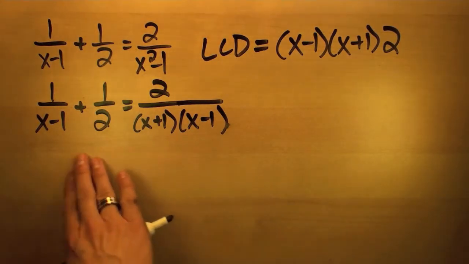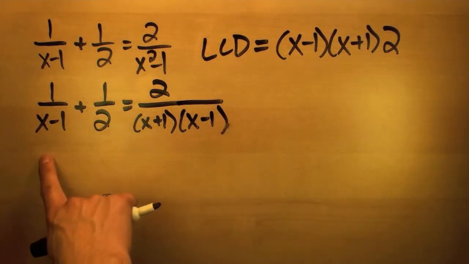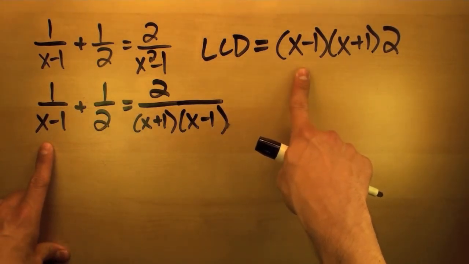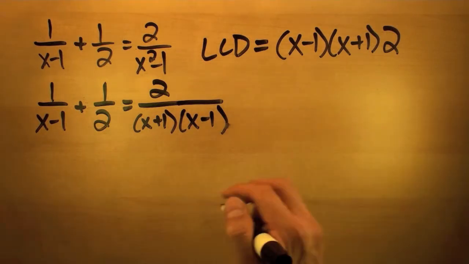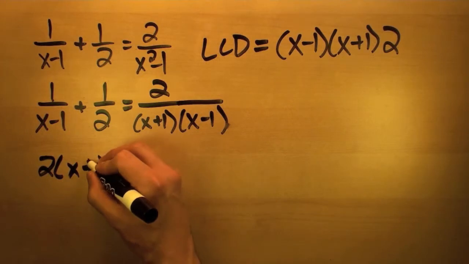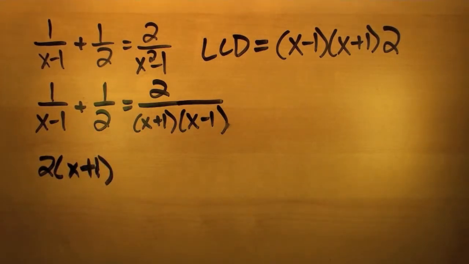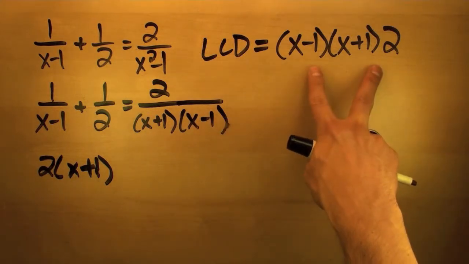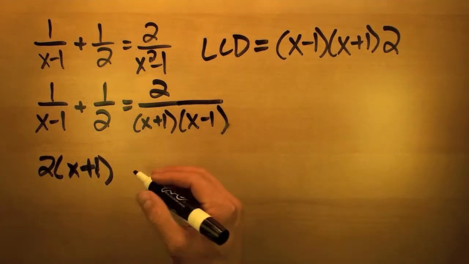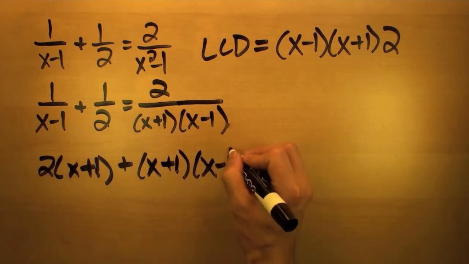So when we multiply this entire equation by this least common denominator, that is, all three terms in this equation get multiplied by this, well, the x minus 1 cancels in the first term, leaving us with 1 times 2 times (x plus 1). When we multiply the least common denominator times the 1/2, the 2 cancels out, leaving us with (x plus 1) times (x minus 1).